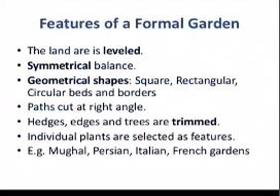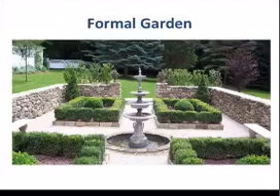And here the individual plants are selected as features, that means they are called specimen plants. So the attractive trees, shrubs, or any other plants are used as a special feature in formal gardens. We'll see examples for formal gardens: Mughal gardens, Persian garden, Italian garden and French gardens. This is an example for formal garden.